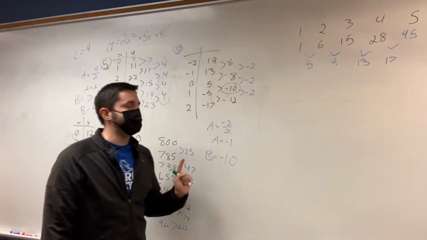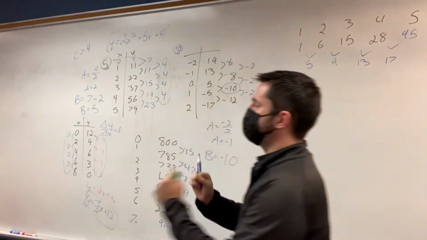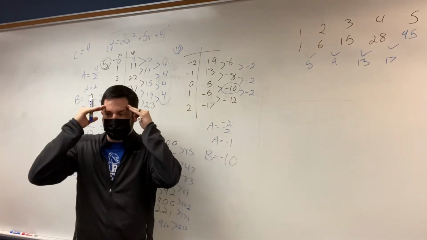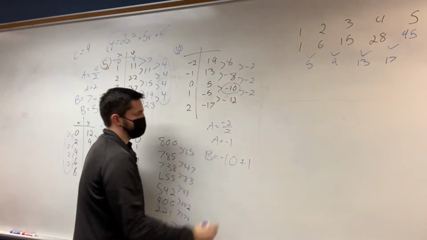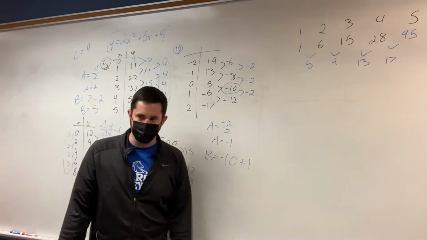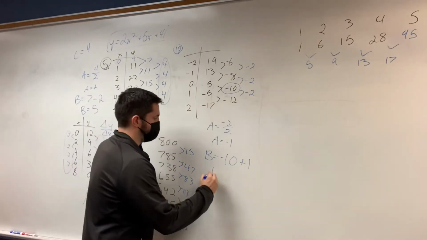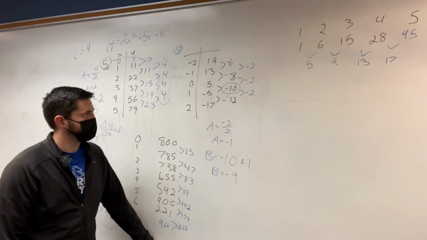And I'm going to minus A. Whew, I'm nervous. I'm going to minus A. But A is negative, so I'm going to minus a minus. Add it. So add it. Very nice. So I'm going to say plus 1. Instead of minusing a minus 1, I'm going to plus 1. Same thing. Okay. Cool. So now B is negative 9. Negative 10 plus 1. Good job.